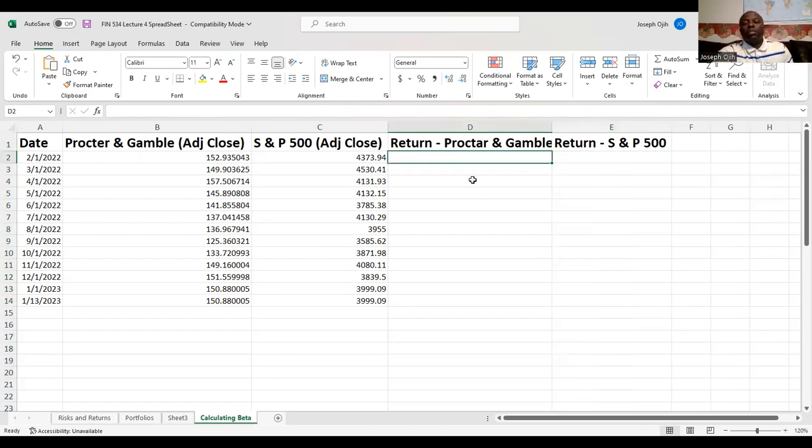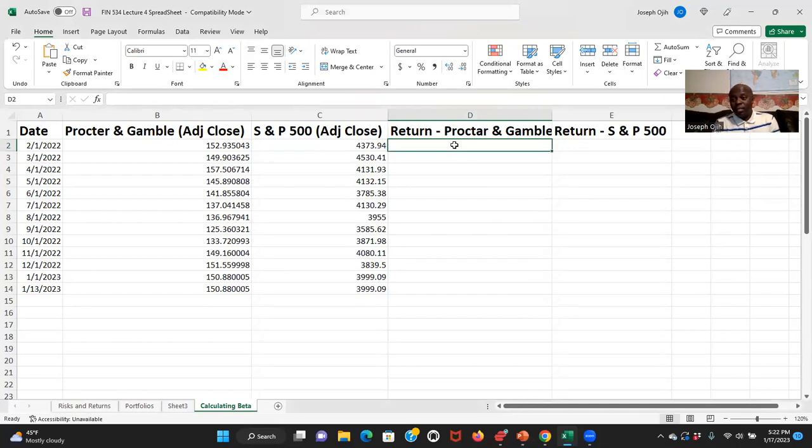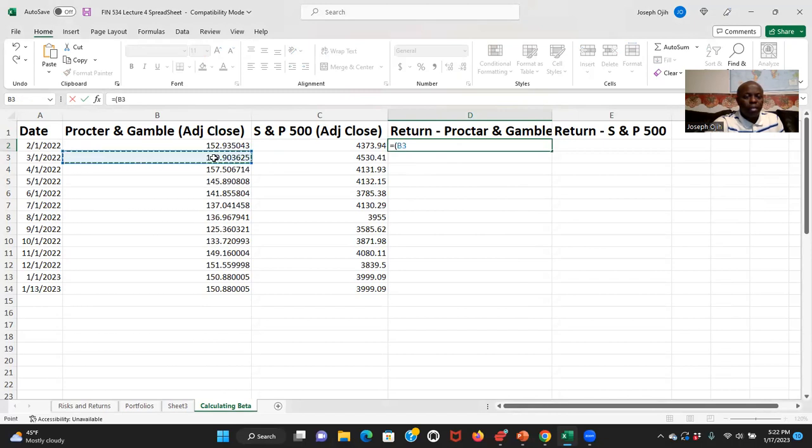So let me calculate the return. Remember, the return is ending price. Let me do the return for Procter and Gamble first. Remember, before you put any formula in a cell in Excel, put the equal sign. So for the ending, I'm going to use March of last year, and this is February of last year. So I'm going to use March of last year as the ending stock price for Procter and Gamble minus the beginning stock price. I'm going to use February of last year, close the parentheses, divided by the beginning stock price again. Then I press the enter key.